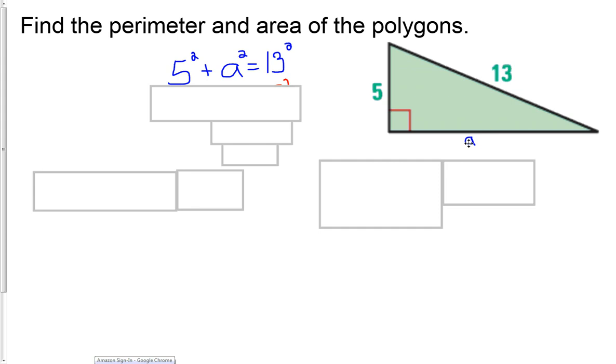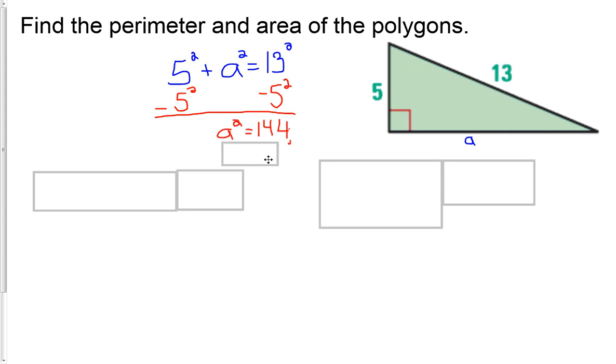And so A squared plus 5 squared equals 13 squared, because 13 is the hypotenuse. So we're going to subtract the 5 squared from each side, which is 25, to get 13 squared minus 5 squared leaves us with 144. And what times what is 144? That is 12, our square root.